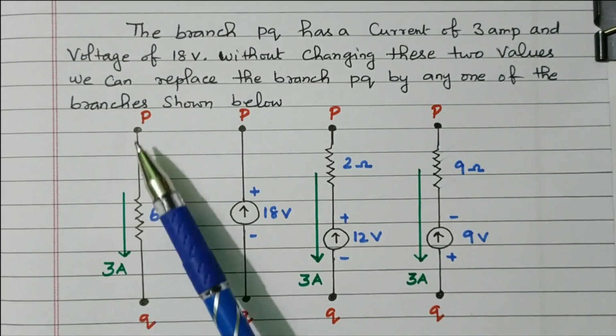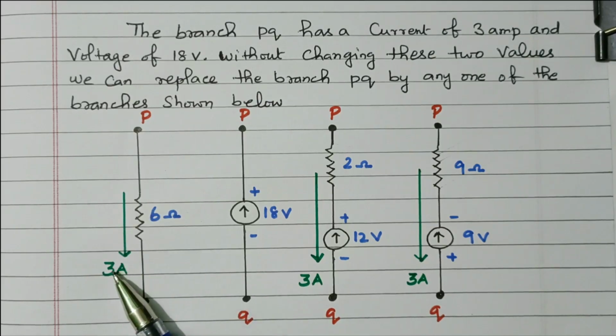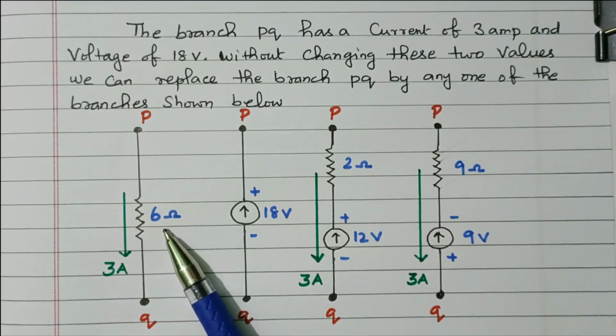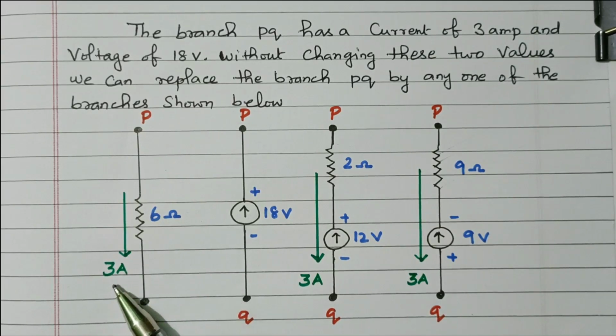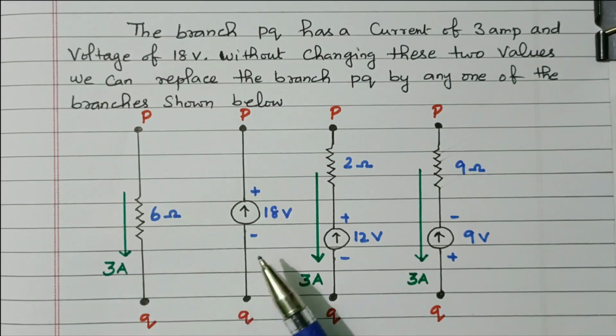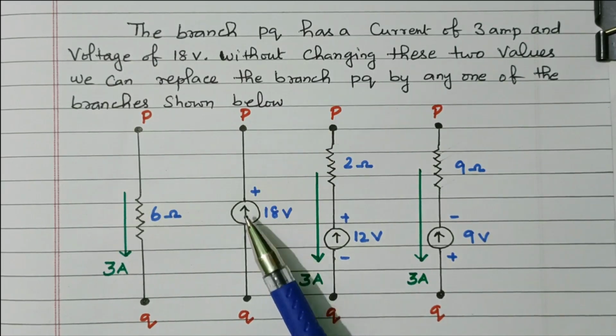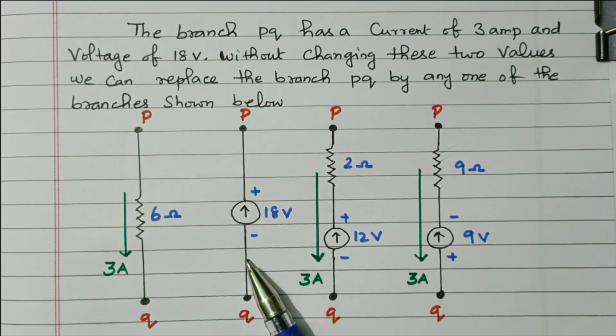The terminal PQ, we are going to change. This is the original: 6 ohm is available with 3 ampere flowing. So the current is 3 ampere, and the voltage is 3 into 6, 18 volts. So directly we can replace it with an 18 volt source, and the current is also 3 ampere.